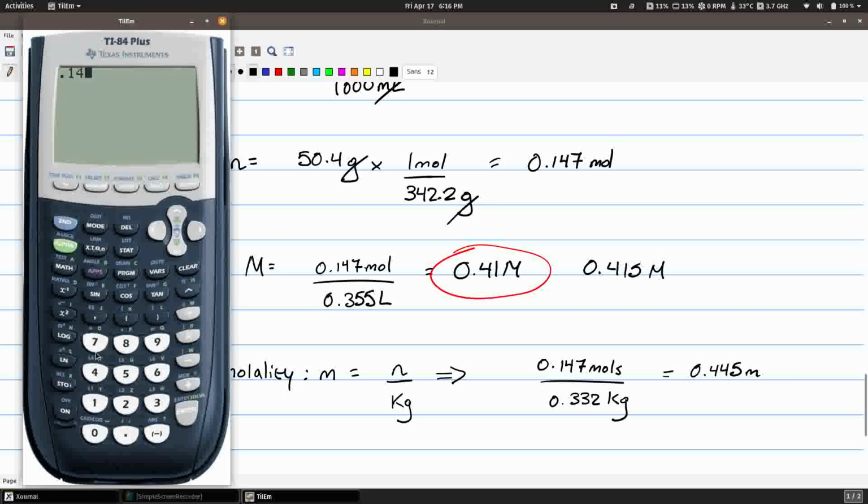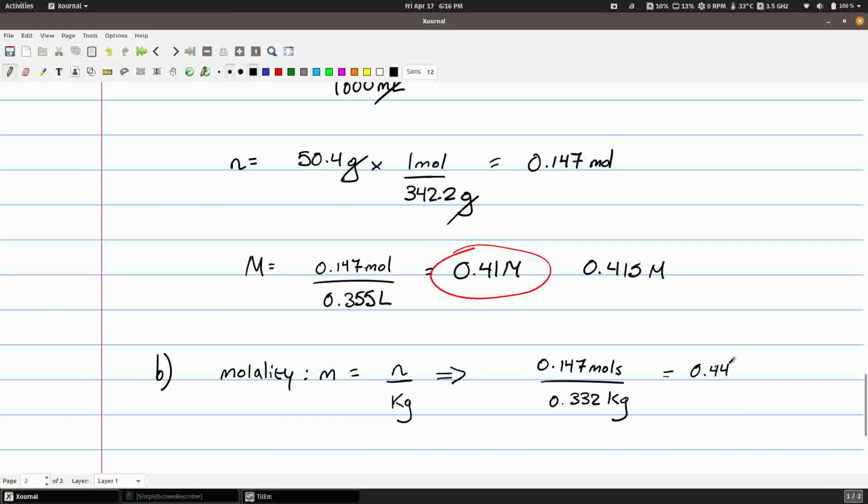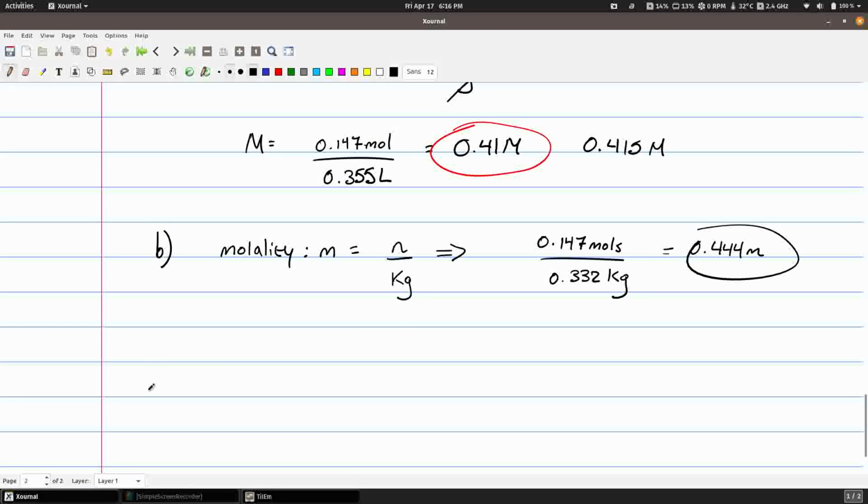So we had 0.147 divided by 0.332. I don't know what was going on before. But as you can see, it's about 0.44. Well, I didn't use the full rounded number. I did on my calculator before, so I'll show you. If you do 50.4 divided by 342.2, and then you use this and divide it by 0.332, you'll get about 0.444. We'll go with that. Either way, close enough. I'm not too picky. So that's how you would do molality.